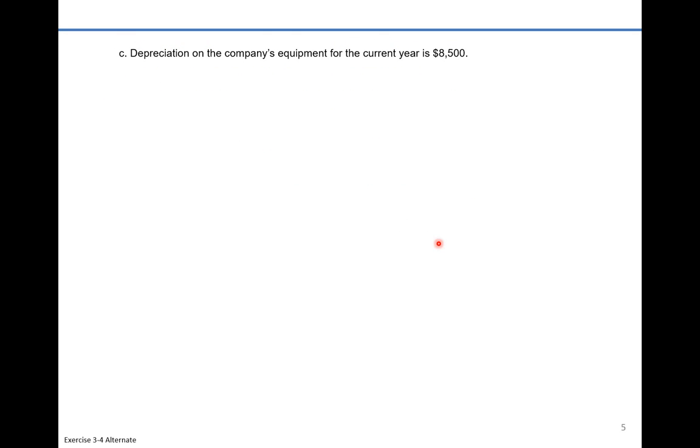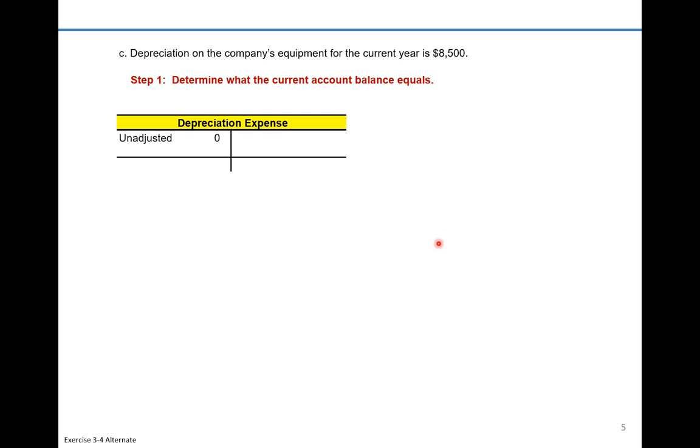Depreciation on the company's equipment for the current year is $8,500. Okay, so these guys, they've got some equipment. The equipment has a debit balance in the asset account right now. They're going to use up some of this equipment. So step one, determine what the current account balance equals. Well, right now they're not telling us that there's anything in depreciation expense, so it's 0. Determine what the current account balance should equal. Well, it should equal 8,500.